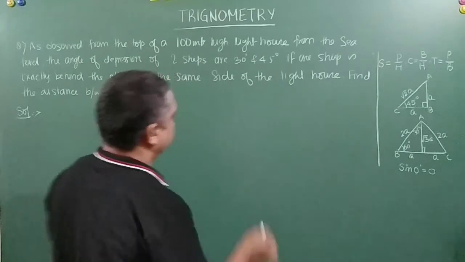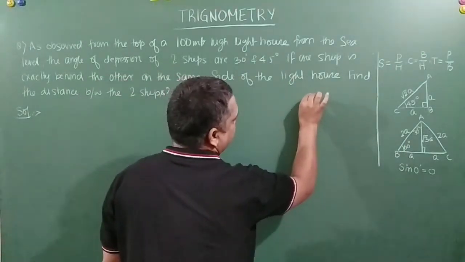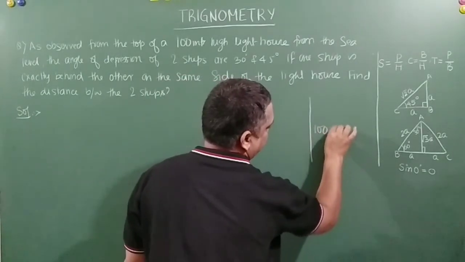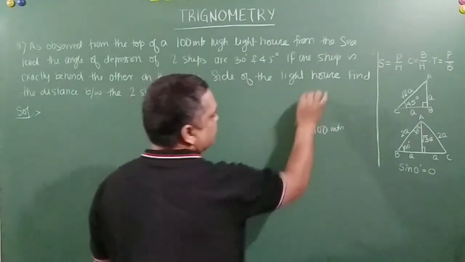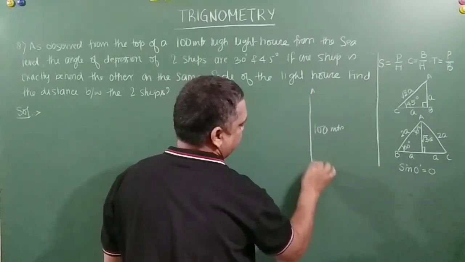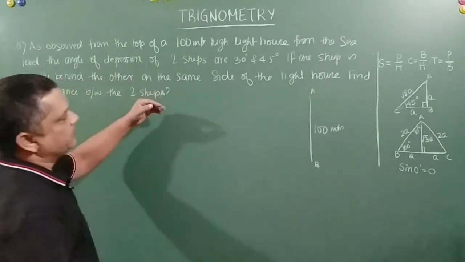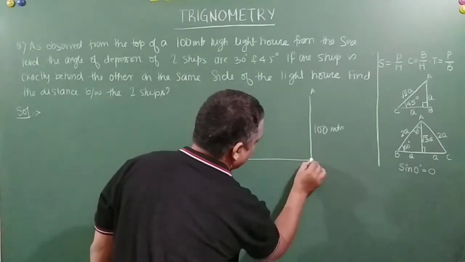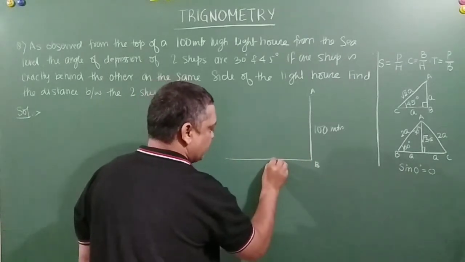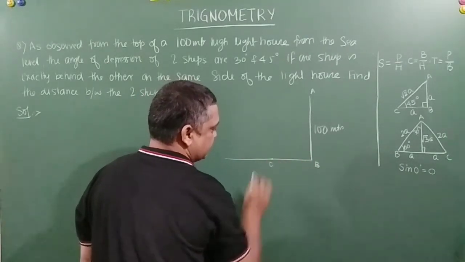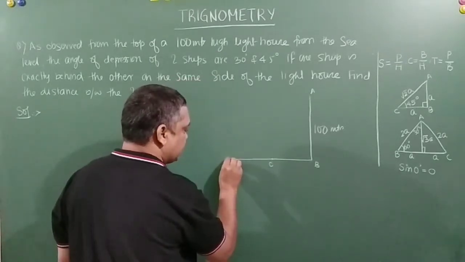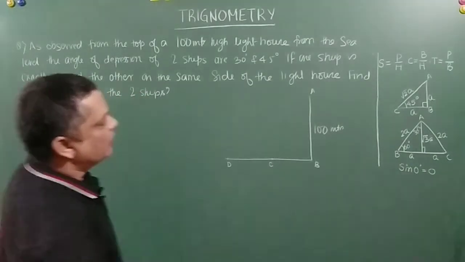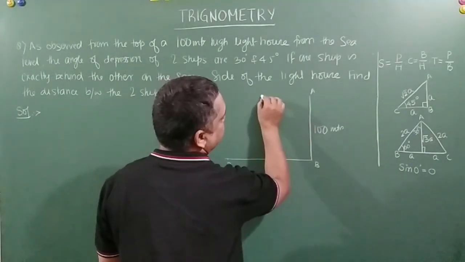Okay. So, let us say this is our 100-meter high lighthouse. So, this is given to be 100. Right? So, let us call this A and call this B. And there are two ships. So, let us draw this horizontal line. Let's say one ship is at this point, let us say that is C, and one ship is here, let's call it D. So what happens is, an observer is here.